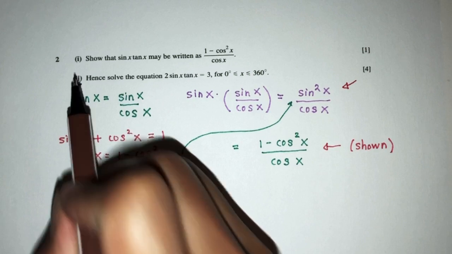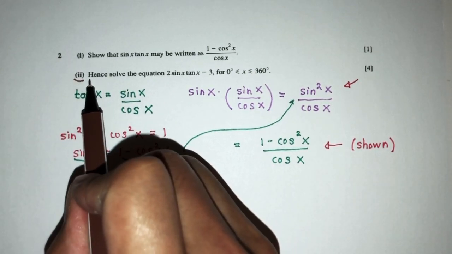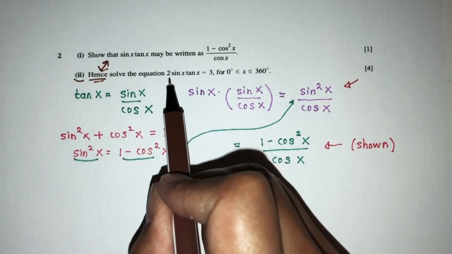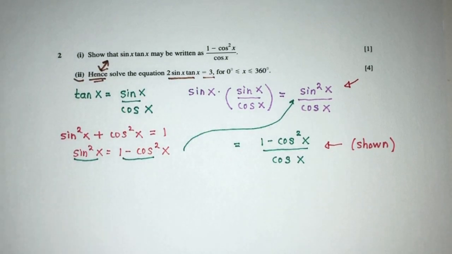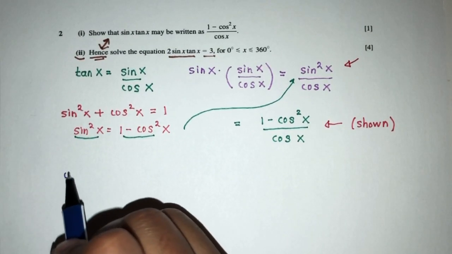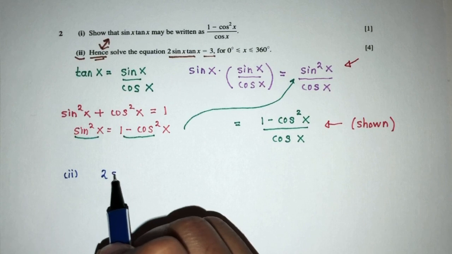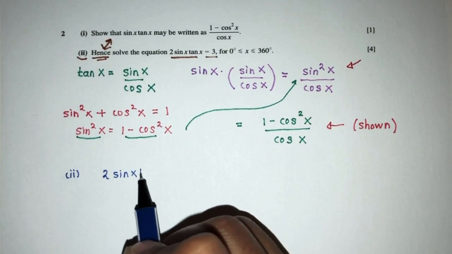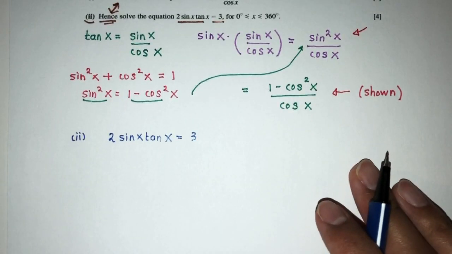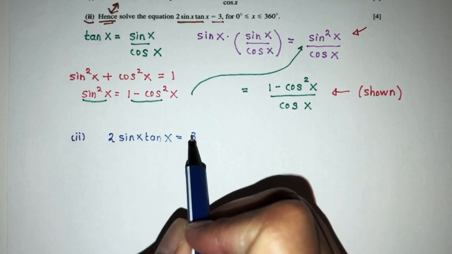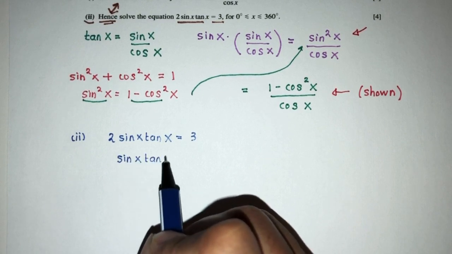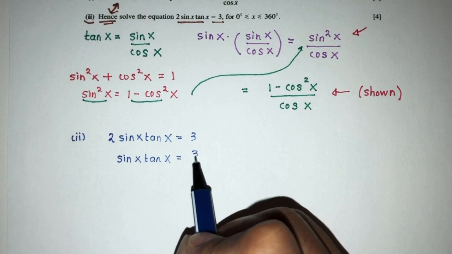Now for part 2, hence. Usually hence means using the answer from part 1, solve this equation. So let's see. From part 1, we have what? For part 2, as you can see, we have 2 sin x tan x is equal to 3. Now pretty easy. We can first divide by 2 on both sides. You will have sin x tan x is equal to 3 over 2.